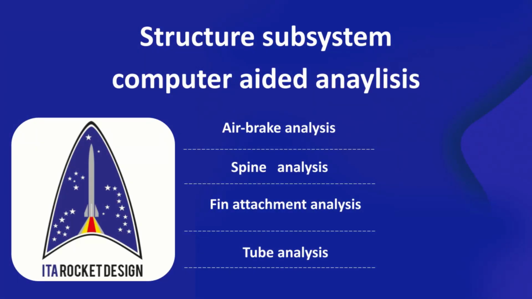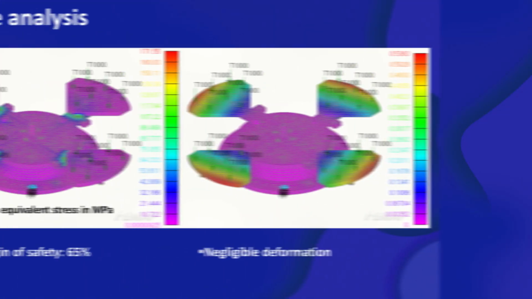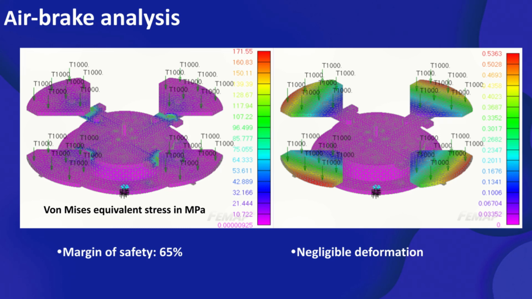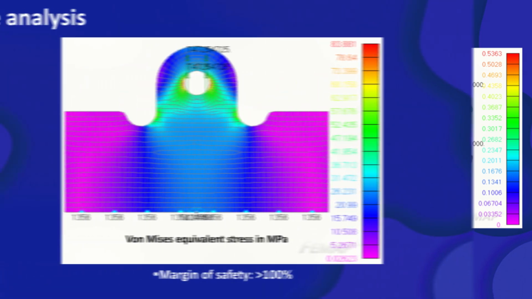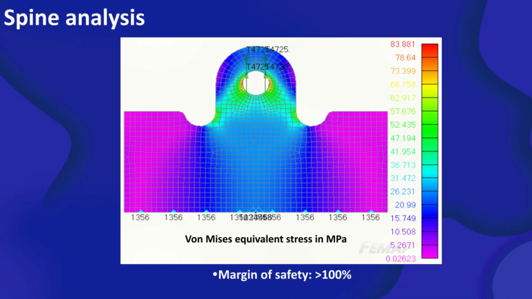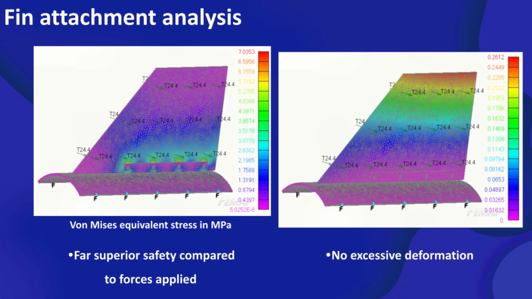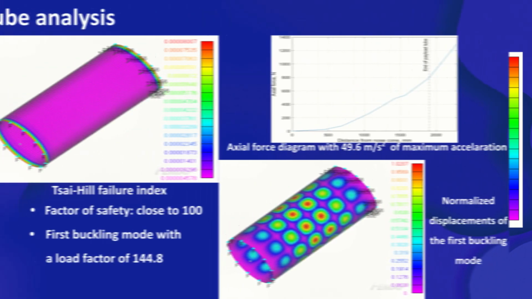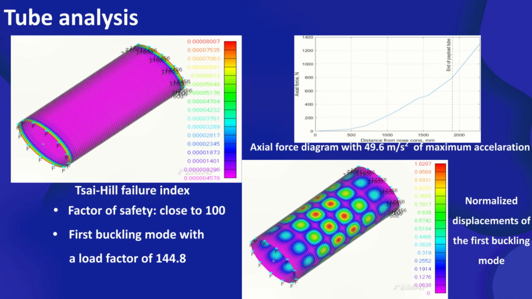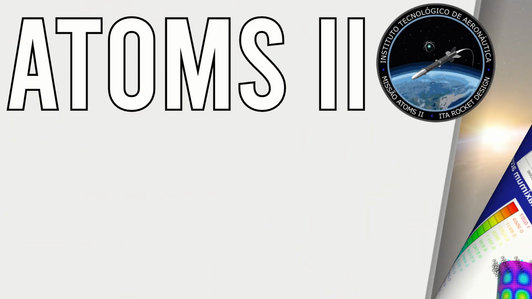The structure subsystem works together with every other subsystem by analyzing each component of the rocket using computer programs like FEMAT to analyze loads and torques, for example. With that, we can guarantee the integrity and principally the safety of the rocket structure, during handling and the flight.